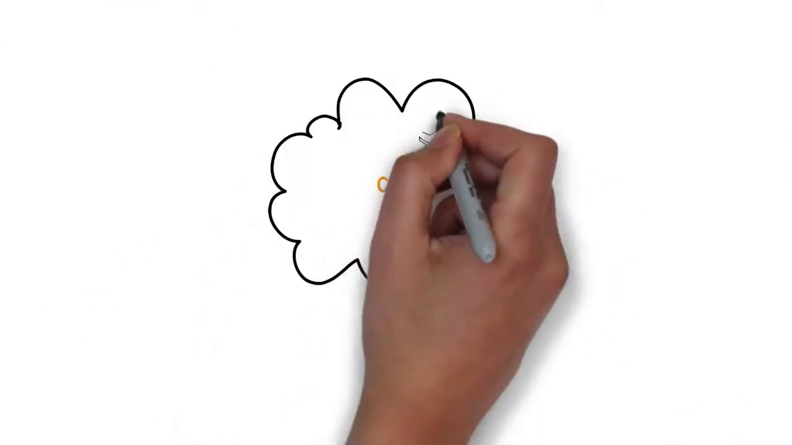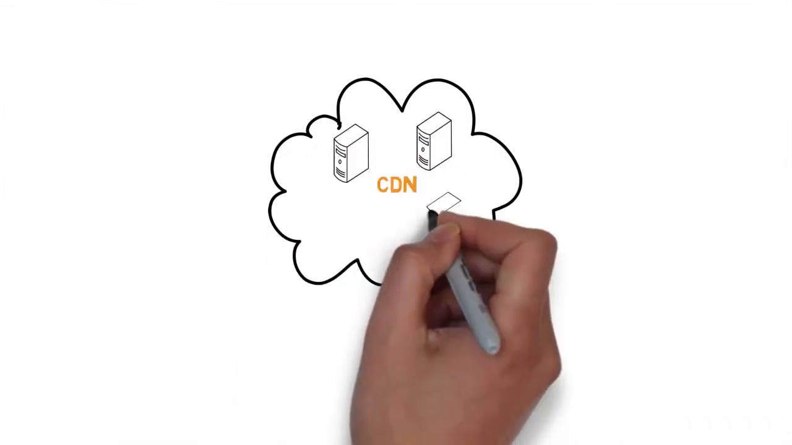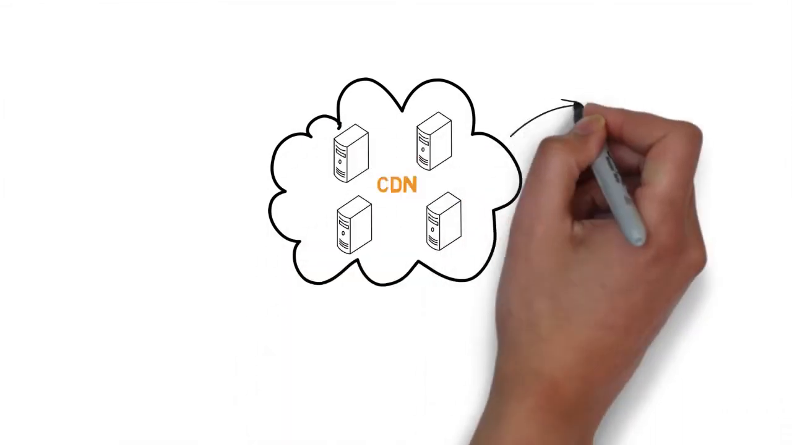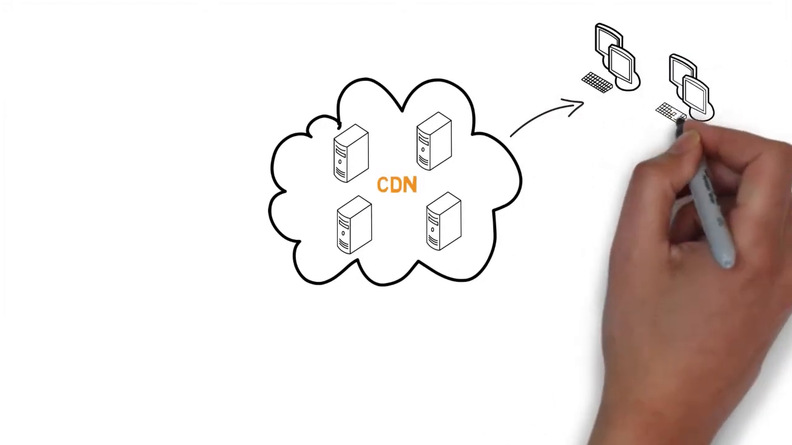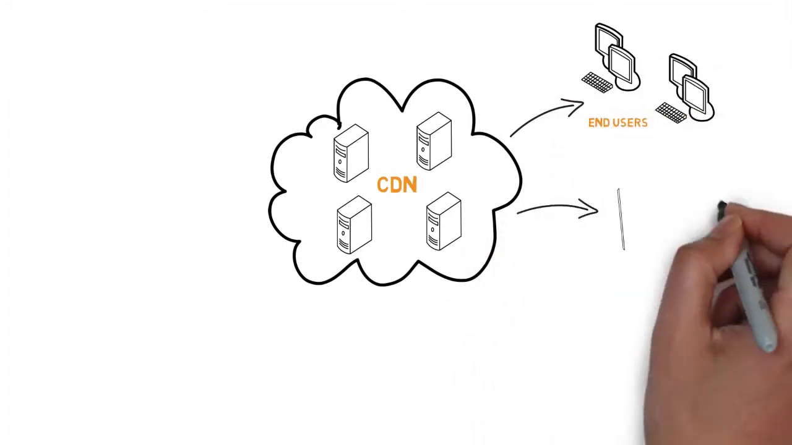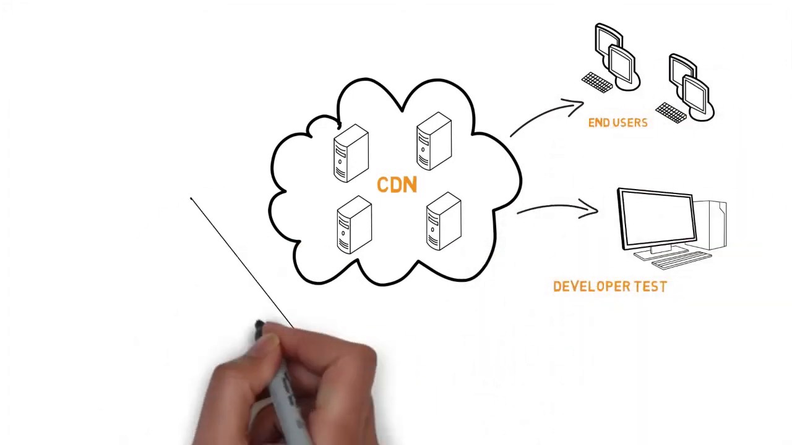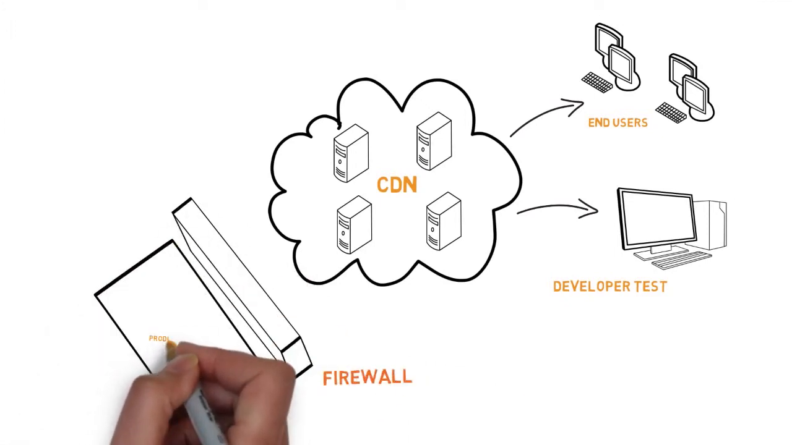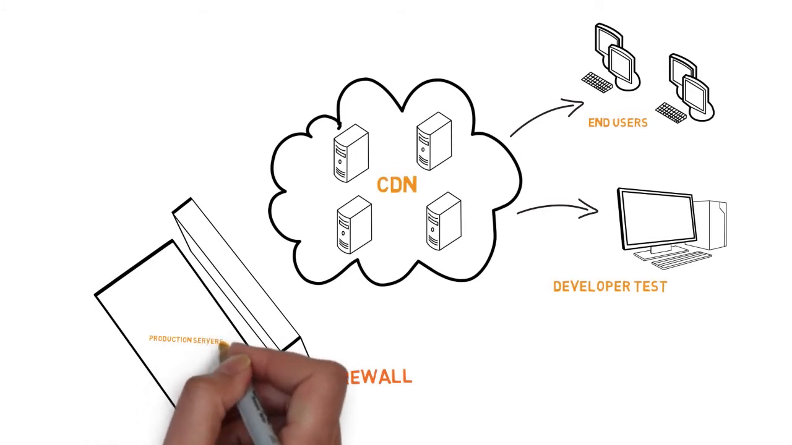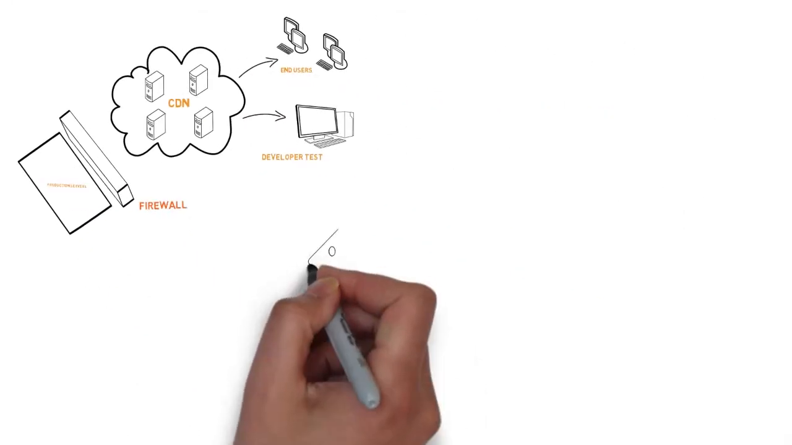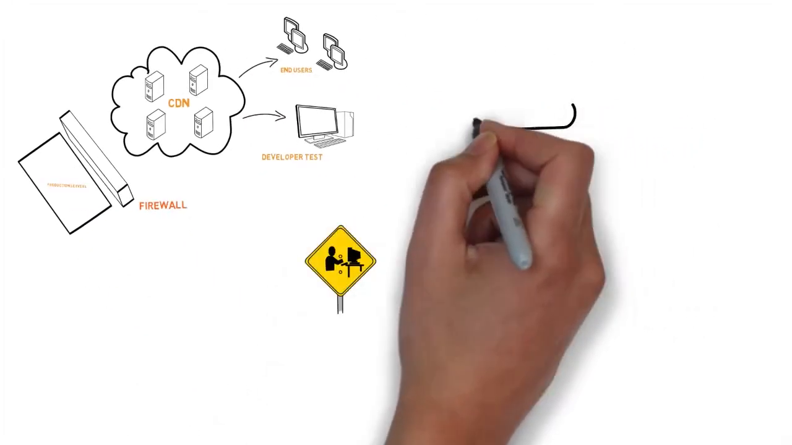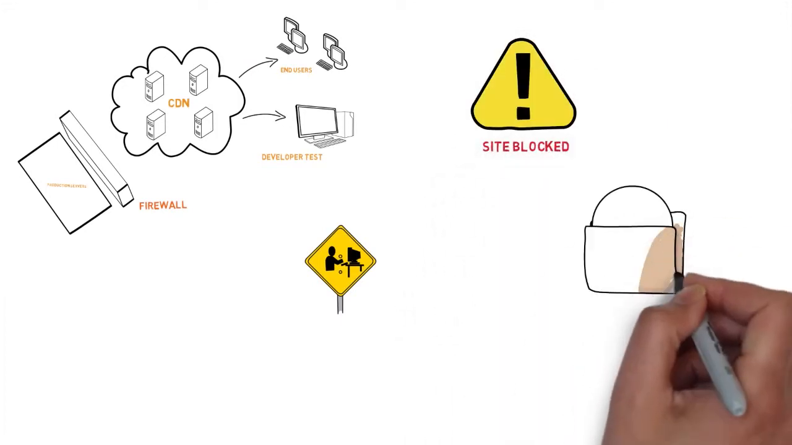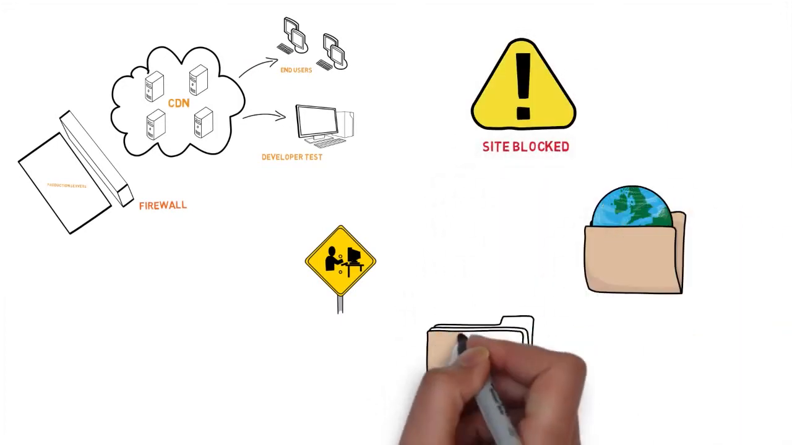A CDN is an edge compute platform which affects the way a website is experienced by an end user. These effects cannot be replicated on the developer's machine. The effect of the CDN on the developer's code is not understood until the code hits production. Sometimes the effect of the CDN clashes with the code deployed, causing sites to break or slow down, browsers to be blocked, or even security issues.